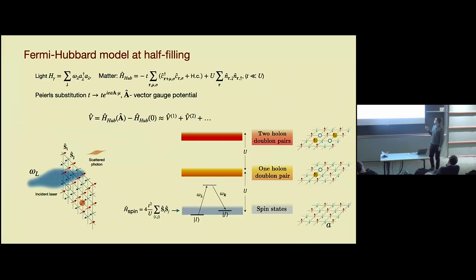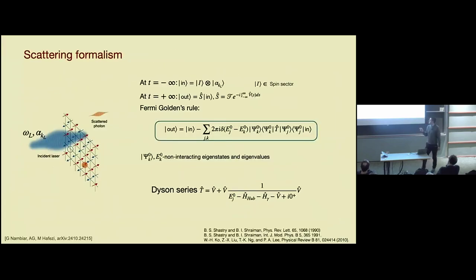So in the large Hubbard U limit, the spectrum of the Hubbard model essentially splits into sectors which are parameterized by the number of holon-doublon pairs, with the lowest energy sector being given by essentially a spin Hamiltonian, which is the Heisenberg antiferromagnetic Hamiltonian. So now we're interested in scattering of light in the system. For that, we set up a scattering formalism.